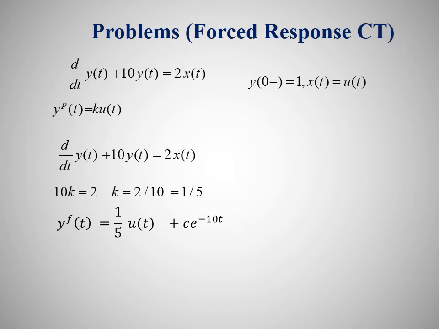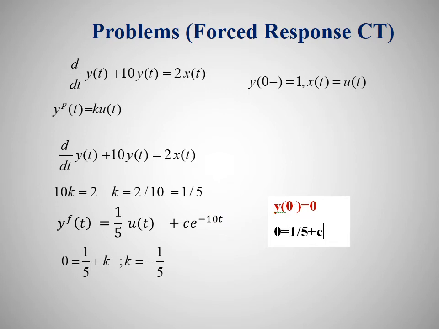Next, let us go on to consider the forced response. In order to consider the forced response, yf of t is going to be equal to 1 by 5 u of t plus c into e power minus 10t, which will be the natural response of this particular expression. For the forced response, we are going to equate the initial conditions to be 0, which means yf of 0 is going to be equated to 0, and that is going to be equal to 1 by 5 plus c when t equal to 0.